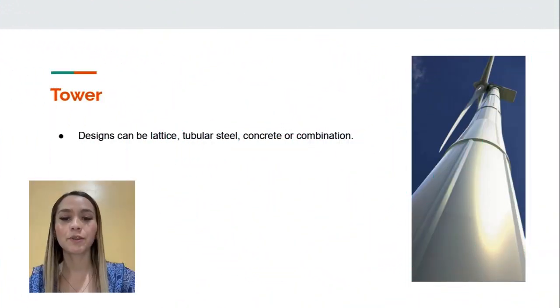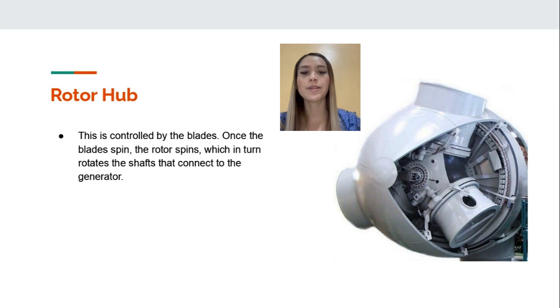Part requirements for the tower. Designs can be lattice, tubular steel, concrete, or a combination. The rotor hub is controlled by the blades. Once the blades spin, the rotor spins, which in turn rotates the shafts that connect to the generator.